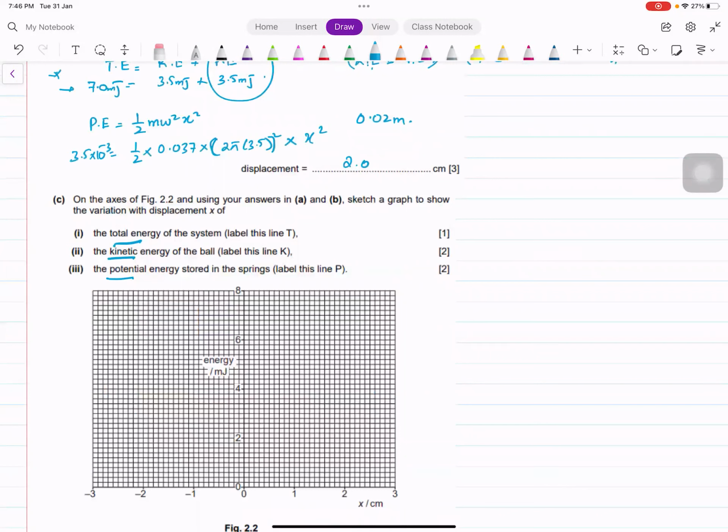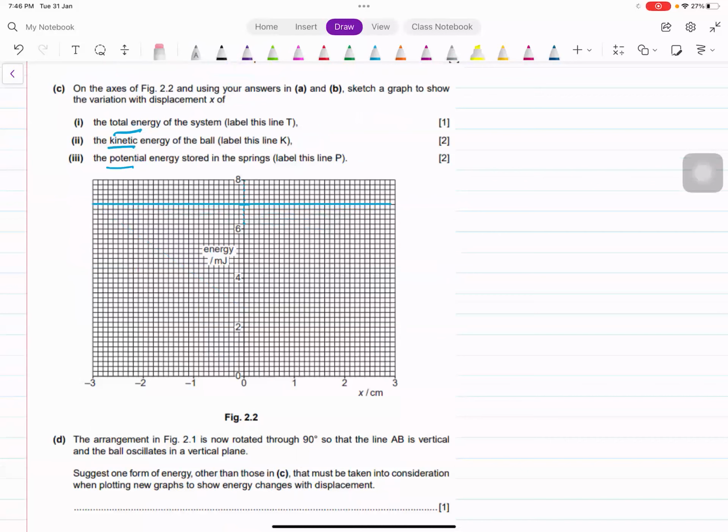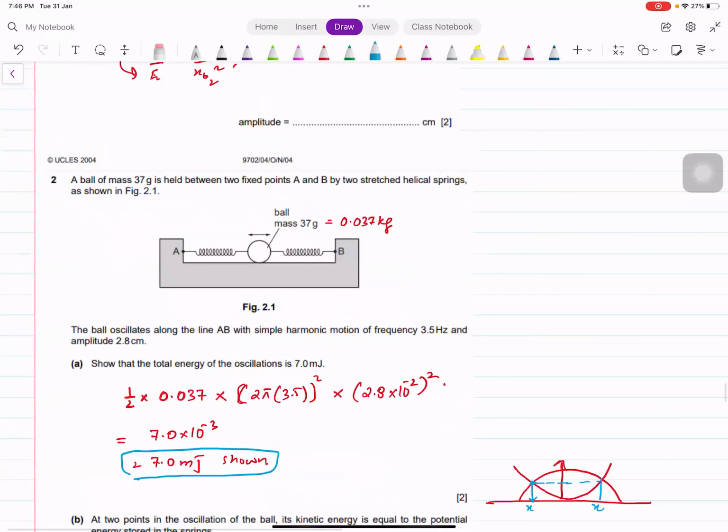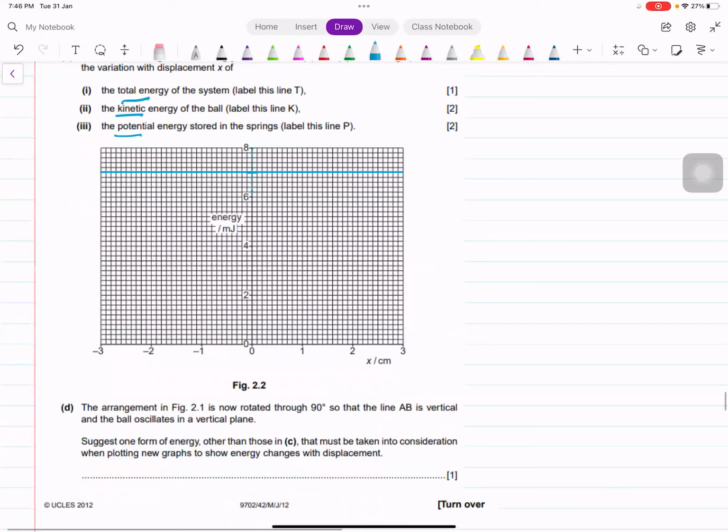7 will be 1, 2, 3, 4, 5, 6, 7, 8, 9, 10. So 1, 2, 3, 4, 5. This will be 7. So we're going to make a straight line like this. And then one line. What was the displacement? Total displacement was, I don't know, 2.8. So 2.8 and 2.8.